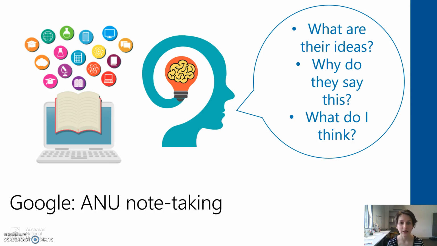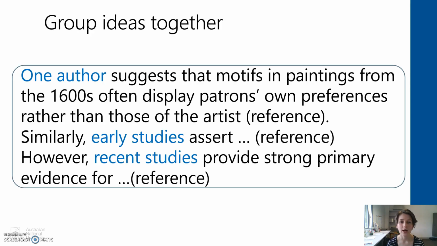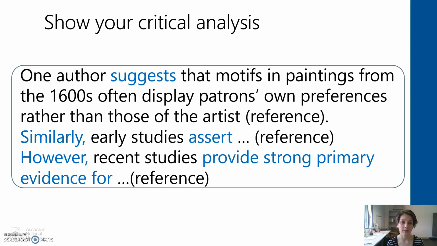And always try and think about, what are my opinions? What do I think? Do I agree with their ideas? Do I disagree? Why? Because when it comes to writing a paragraph, for instance, you might group ideas together to show who agrees with whose ideas, which authors disagree, and also show your own critical analysis. You might, for instance, agree with some authors but disagree with others, and you can actually show that when you're paraphrasing or summarising ideas.